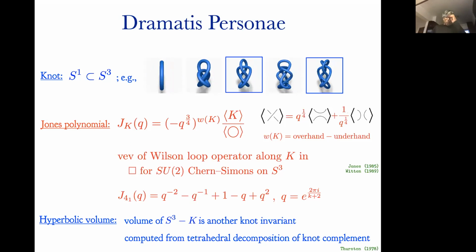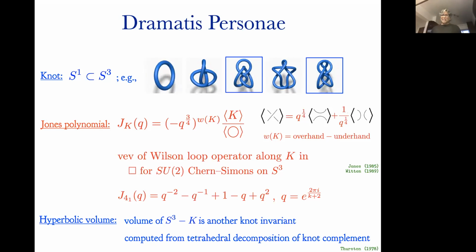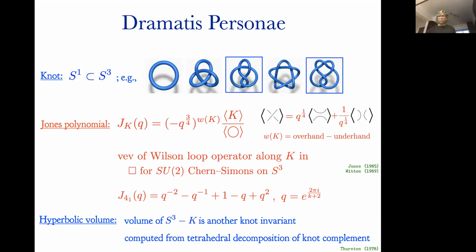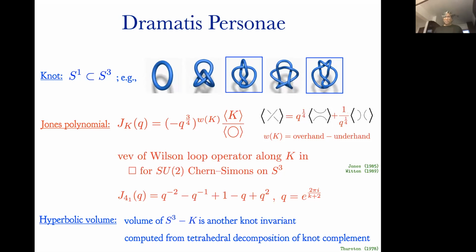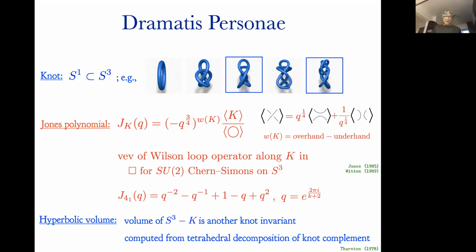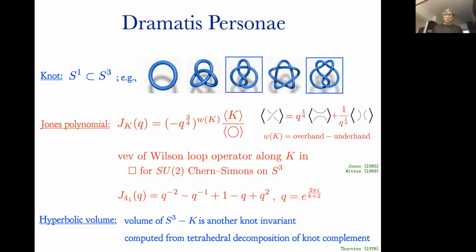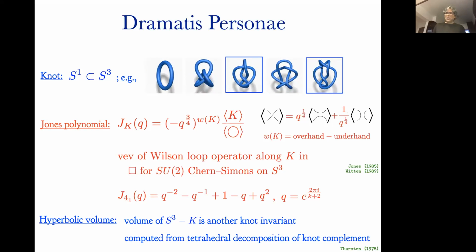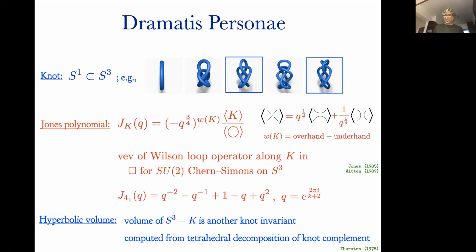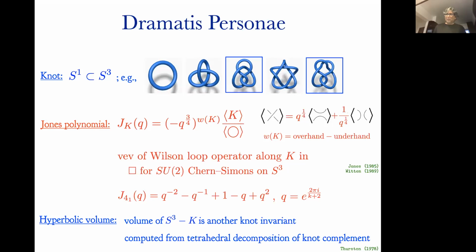So Witten in the late 1980s won a Fields Medal in part for the observation that these Jones polynomials can be computed in Chern-Simons theory. Essentially, you compute some polynomial in some parameter q. q is 2 pi i over k plus 2. k is the level of the Chern-Simons theory, and the plus 2 is because the dual Coxeter number of SU(2) is 2.